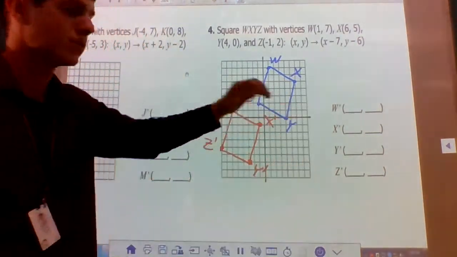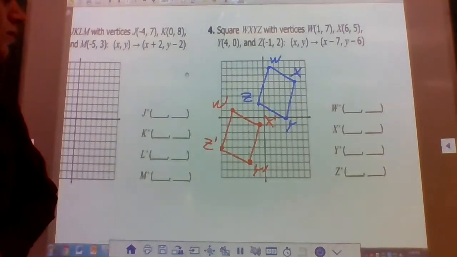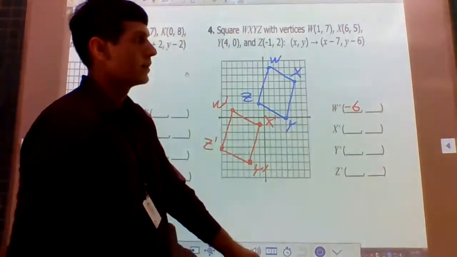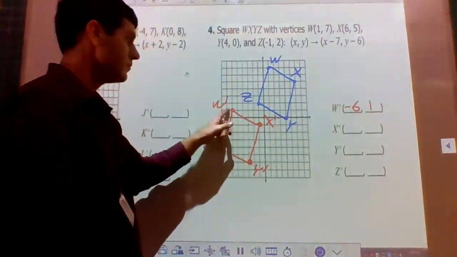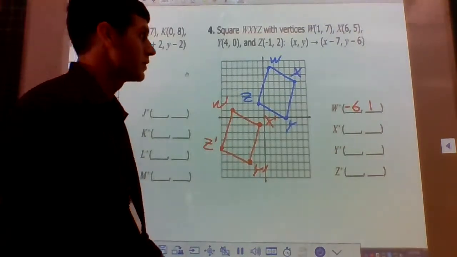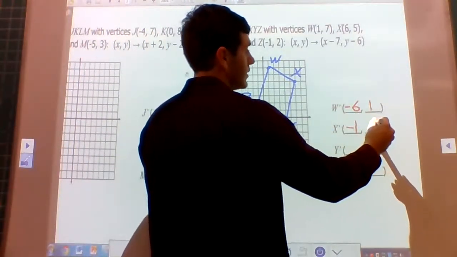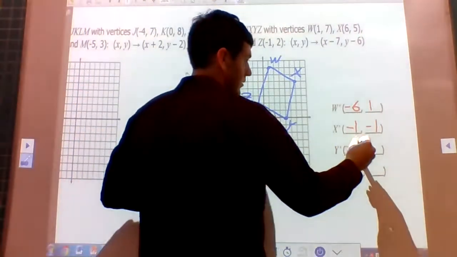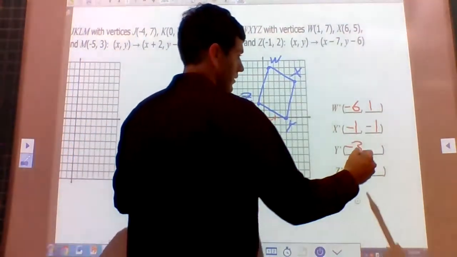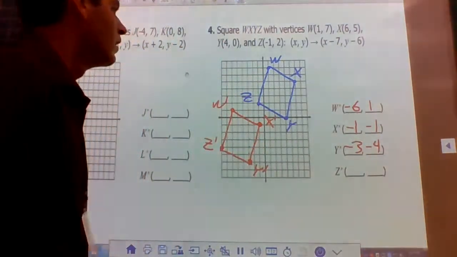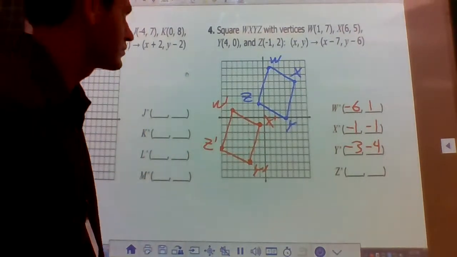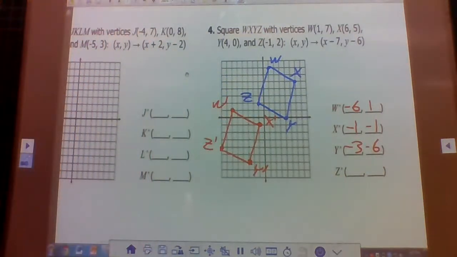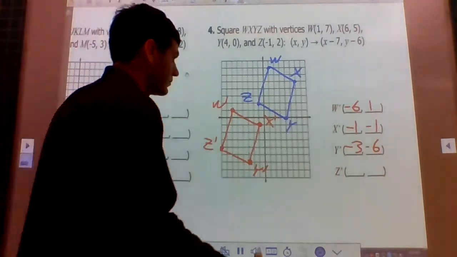Then we can plot these points or write those coordinates, or we can plug into the equation. So 1 minus 7 gives us negative 6, and 7 minus 6 is 1, which is good. 6 minus 7 is negative 1, and 5 minus 6 is negative 1. That's X prime. 4 minus 7 is negative 3, and 2 minus 6 is negative 4. 0 minus 6 is negative 6.